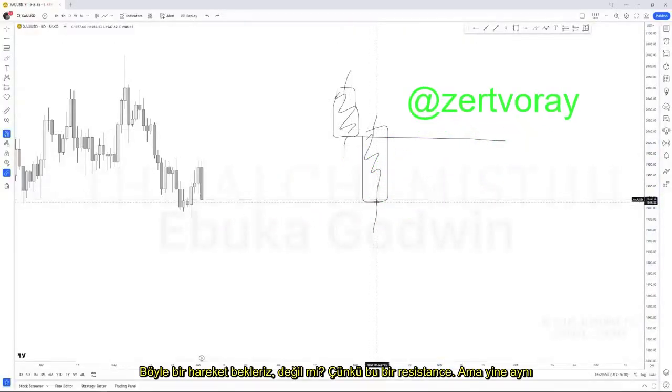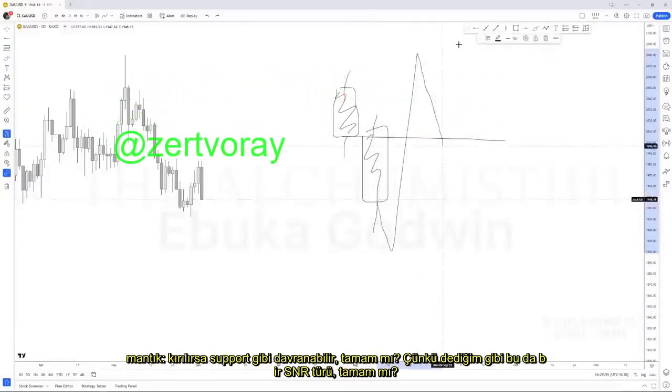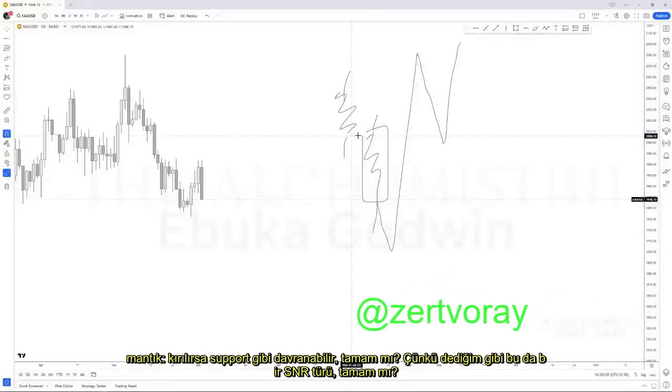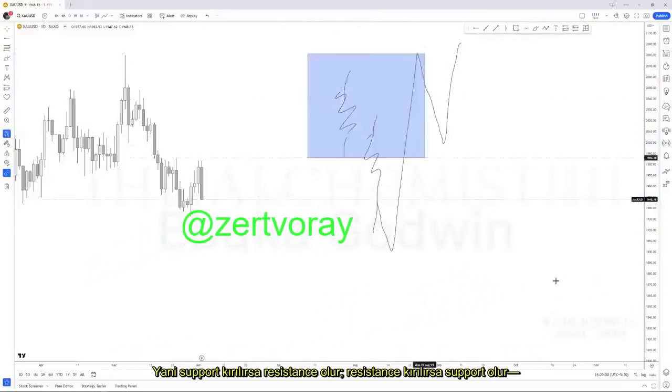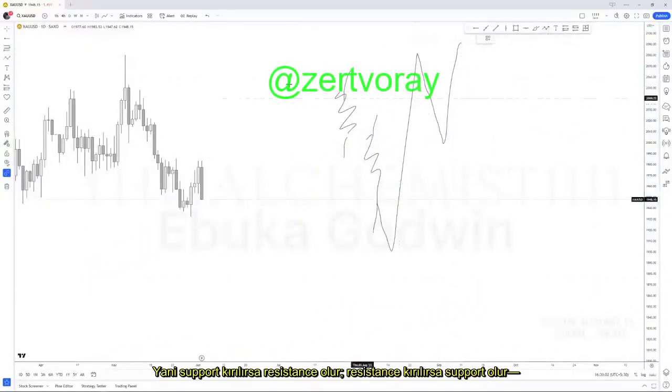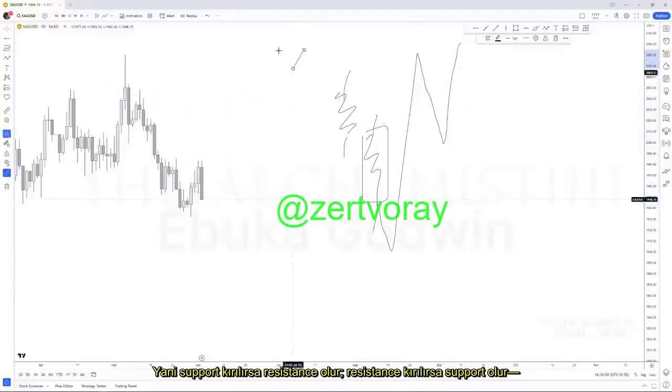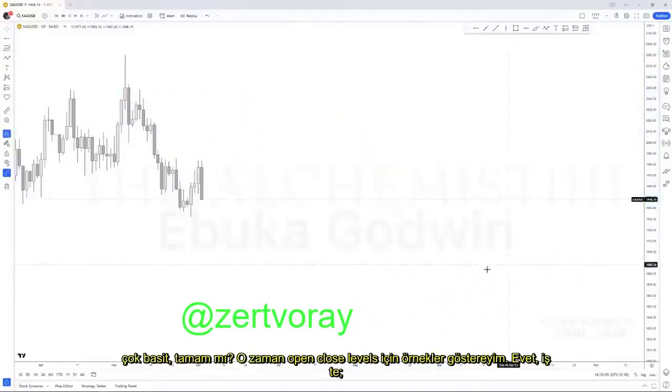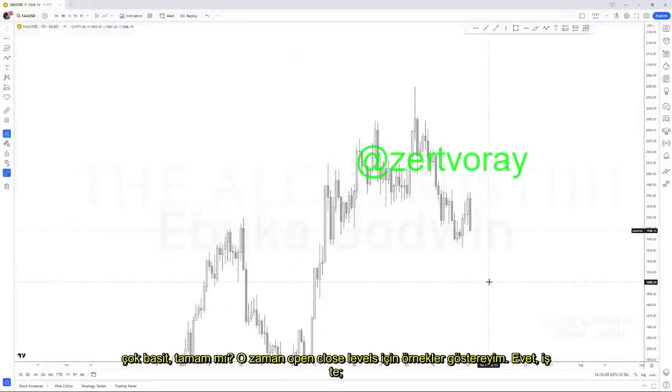But once again, it's the same logic. If it breaks, it could act as a support, because like I told you, it is a type of SNR. So if a support is broken, it turns into resistance. If a resistance is broken, it turns into support. Very simple. So let me show you some examples of open close levels now.